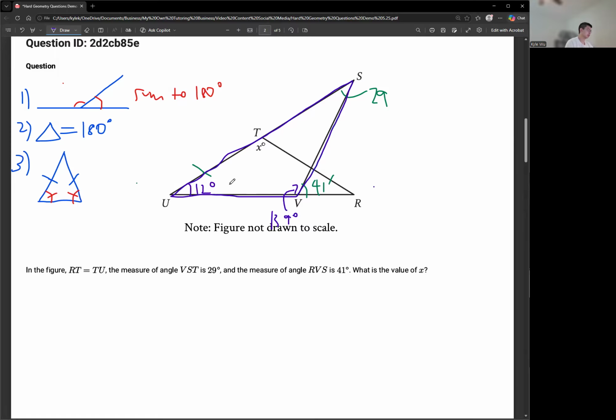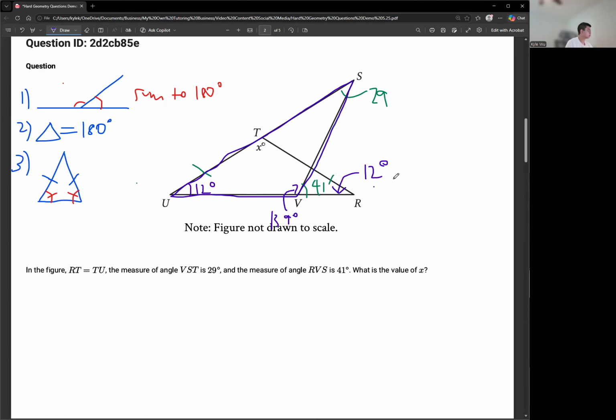And what did we say before, right? The two side lengths, TU and RT, are the same. Their base angles are the same. So the base angle of TU is 12. This angle R right here also has to be 12 because its base angles are the same, right? For side lengths that are the same.